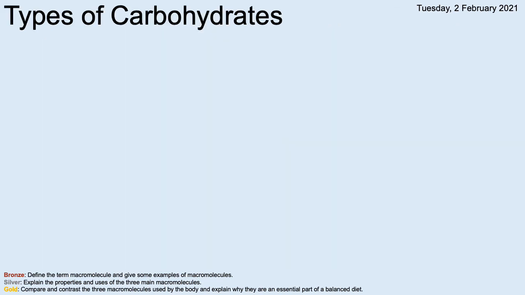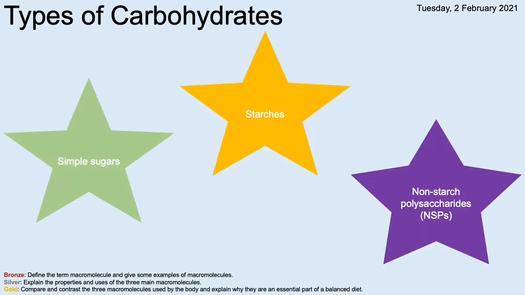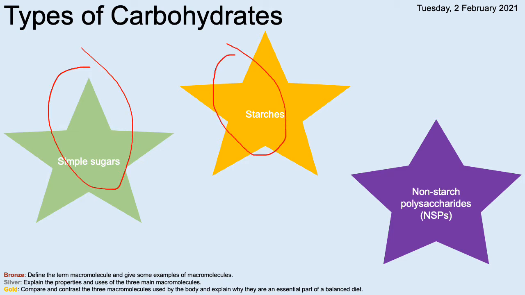So types of carbohydrate. We have simple sugars and starches, and we also have non-starch polysaccharides, which are NSPs. We're going to mainly focus on this one and this one today. So simple sugars and starches.